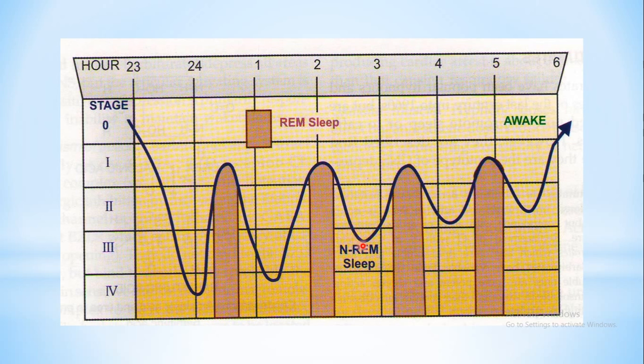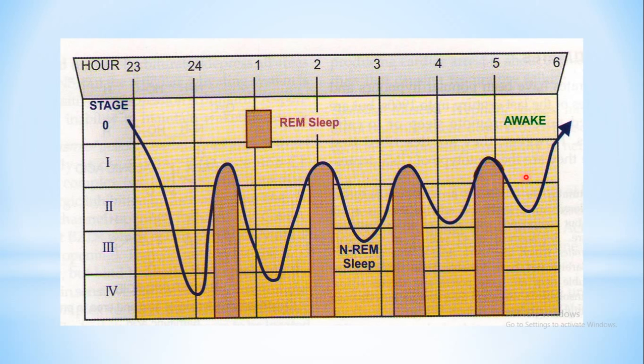So here the person goes up to stage 3, again into REM sleep, again stage 1, then 2. So here the person is not going to stage 3. Then again REM sleep, then stage 1, stage 2, and then slowly the person goes into stage 1 and again back into stage 0. Once the person comes back to stage 0, that means the person is awake. So the person wakes up.